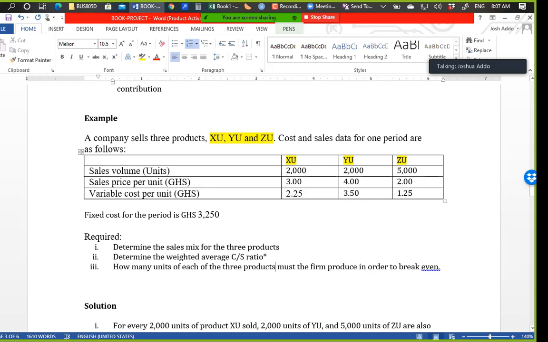We know the formula for contribution, right? Who can tell us quickly, what is the formula for contribution? Selling price minus variable cost. Good. So this is the sales price per unit, 3, 4, 2. Then variable cost per unit 2.25, 3.5, 1.25. That gives us the contribution per unit for each of the products.